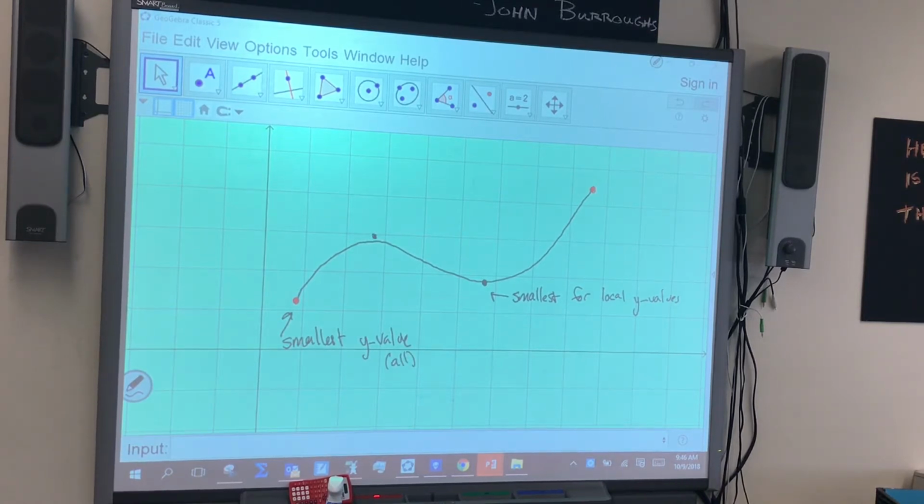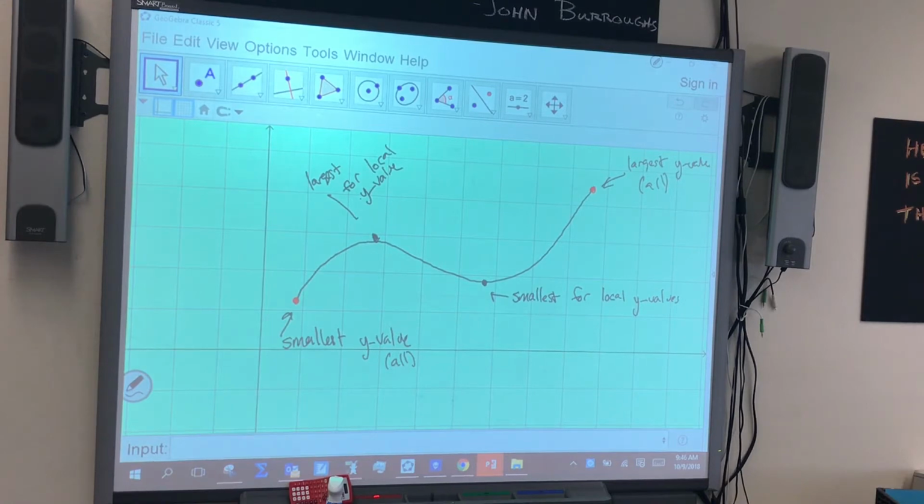Would you guys agree that that point right there is the largest for points that are around it? So points that are around it, and we're using the word local. And what would this one be? Yeah, that would be the largest y value for the whole thing, right? Put all in parentheses here. Okay. So those are all critical points. They're all useful points, and they're all maximums or minimums.